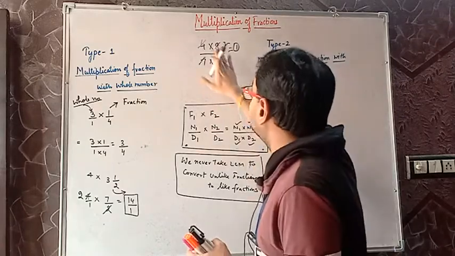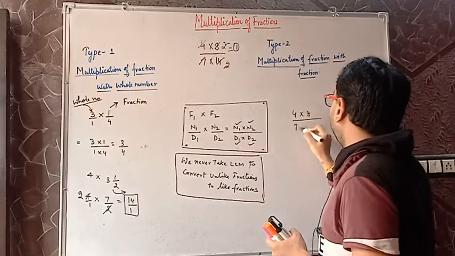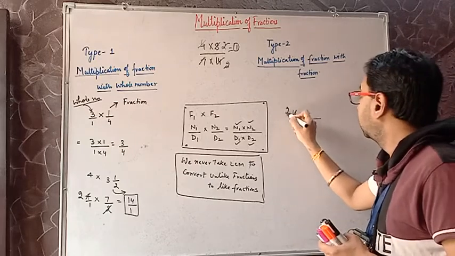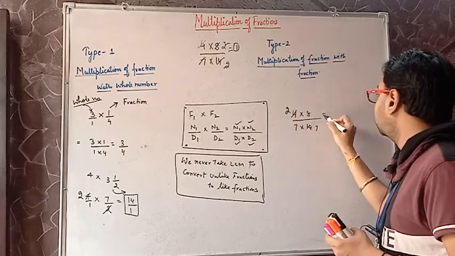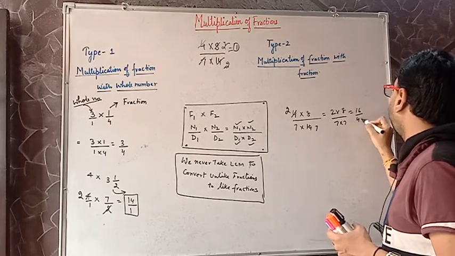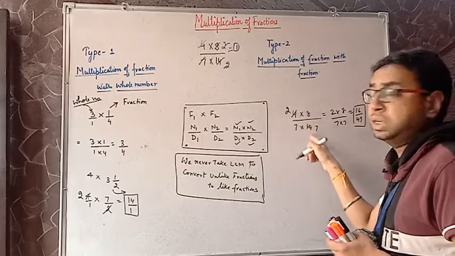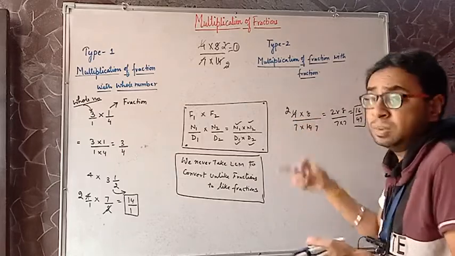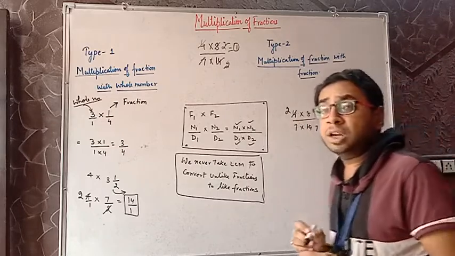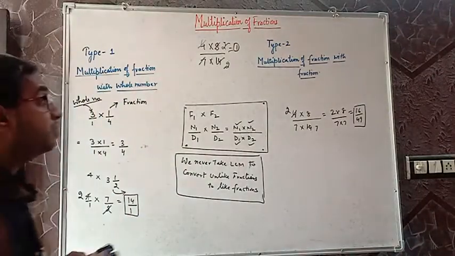No. See, in this situation, what you can do is 4 into 8, 7 into 14. You can cut only 4 and 14. 2, 7. Answer is 2 into 8, 7 into 7. Answer is 16 upon 49. Are we clear? We can cut only numerator with denominator. If they were divisible by each other, then we would have cut them. Otherwise, you cannot cut numerator with numerator or denominator with denominator. This is a very important rule.